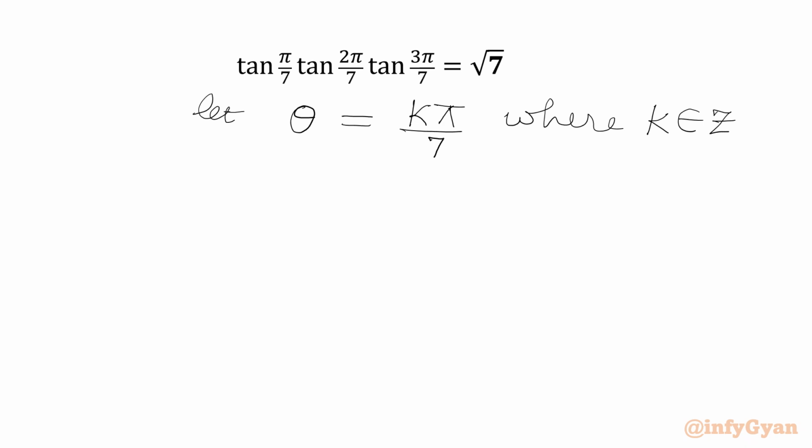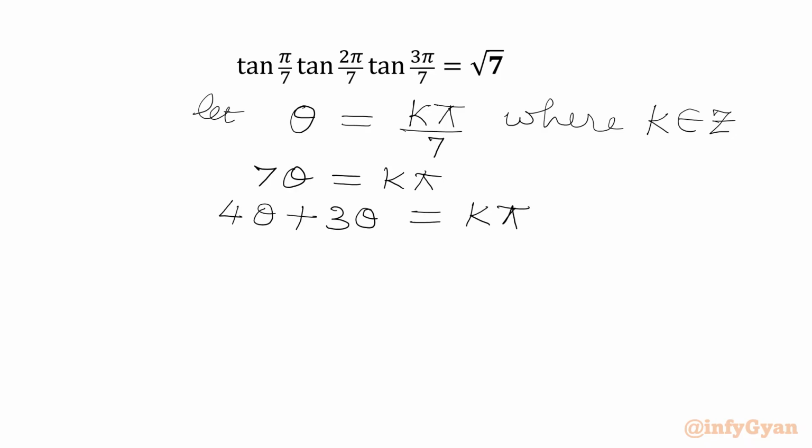Now we will multiply this equation by 7 and write 7 theta is equal to k pi. Now we will split 7 theta as 4 theta plus 3 theta equal to k pi. Now I will subtract 3 theta from both the sides. We will get 4 theta is equal to k pi minus 3 theta.